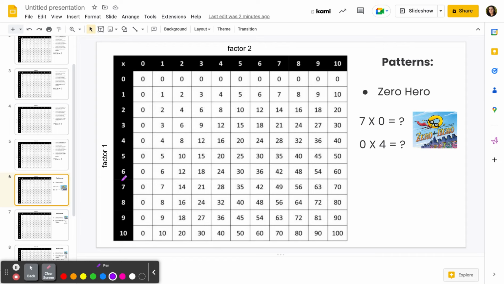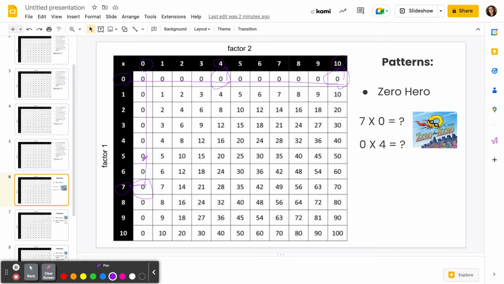So I'm going to multiply 7 times 0, moving down, moving across. 7 times 0 equals 0. What about 0 times 4? Here's 0. Here's 4. Let's move down. Let's move across. 0 times 4 equals 0. Let's see if this pattern continues. Let's try 0 times 10. We extend. 0 times 10 also equals 0.